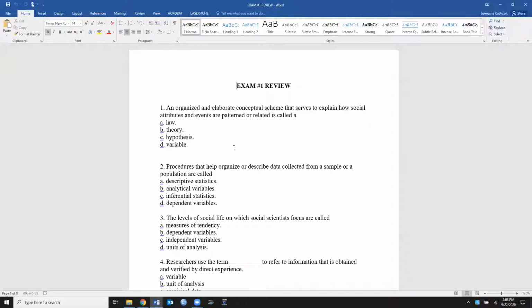Wouldn't it be theory? Good. So good. The answer is a theory. Okay. So a theory, a more simplistic way to think about a theory is essentially just an explanation as to how and why things are related the way they are.